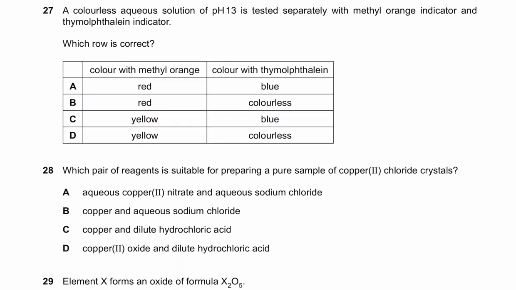A colorless solution of pH 13 is tested separately with methyl orange indicator. With methyl orange, it's red in an acid and yellow in a base, right? And pH 13 means it's a base, so therefore it should be yellow. A and B are wrong. With thymolphthalein, this has recently been added. Thymolphthalein is blue in a base and colorless in an acid, right? If I'm not wrong. So blue in a base, and obviously this is a base, therefore C is the right option. Let's color it with blue.